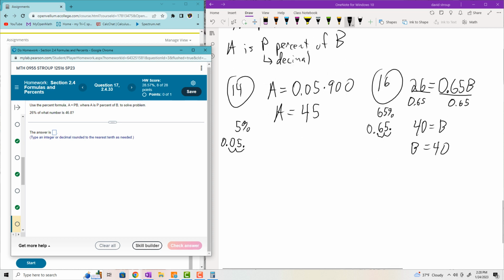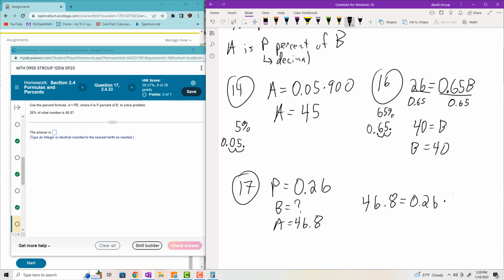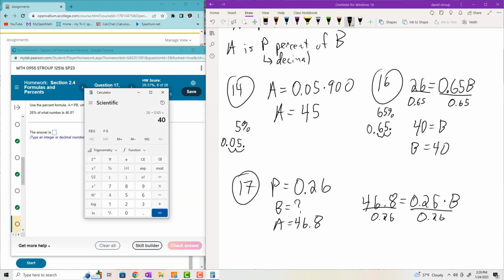They'll try to mix it up a little bit on you. So in this one, it's not clear. It's not in the order A equals P times B, right? They give you P first. So in problem 17, the P value is the 26% as a decimal, 0.26. Is 26% of what number? So B is unknown, equals 46.8. So A is the 46.8. To set it up as an equation, 46.8 equals 0.26 of B, which we don't know. To find B, I'm just going to divide both sides by 0.26 and go to my calculator. And it looks like B is 180.